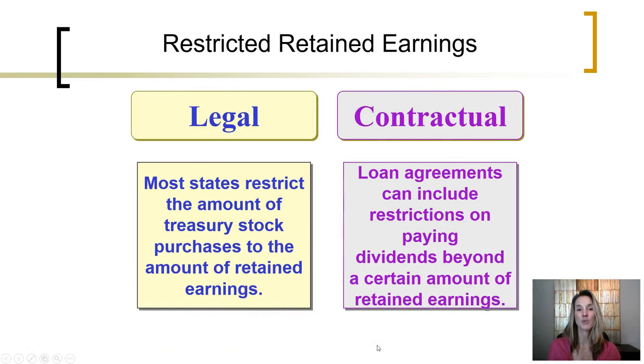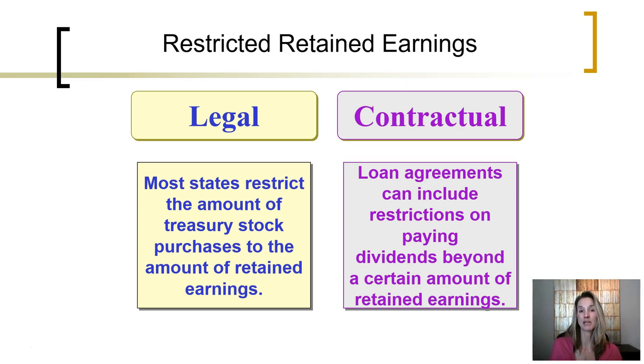There are times when there are restrictions on retained earnings. Sometimes they are legal restrictions. Most states will restrict the amount of Treasury stock purchases allowed to the amount of retained earnings. A company cannot purchase Treasury stock exceeding the balance in their retained earnings.